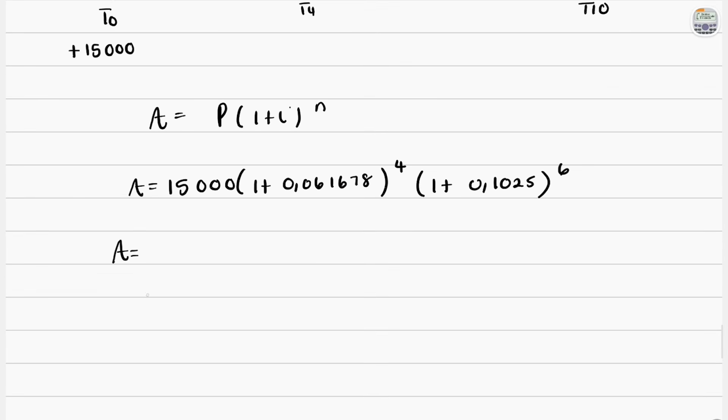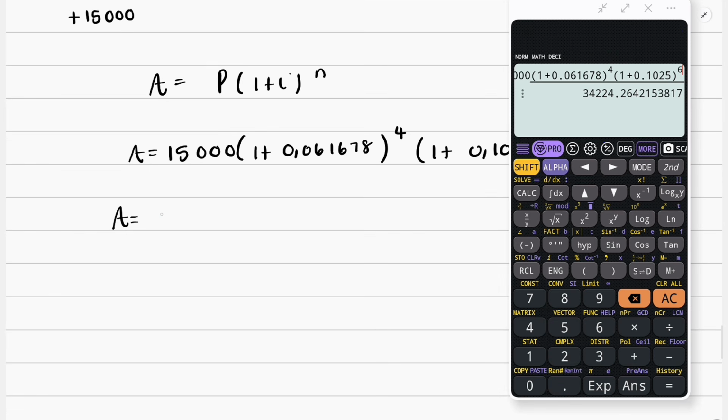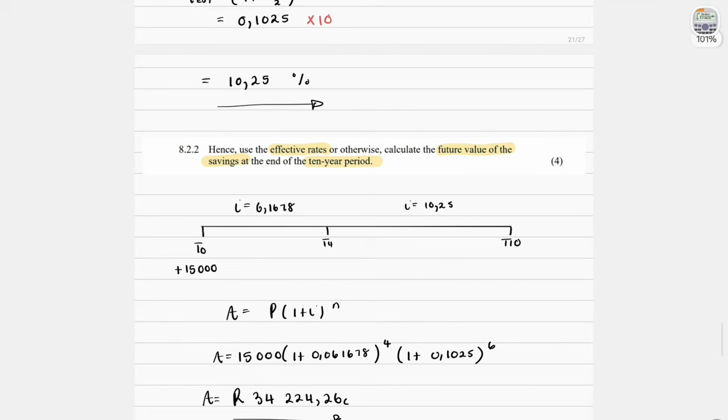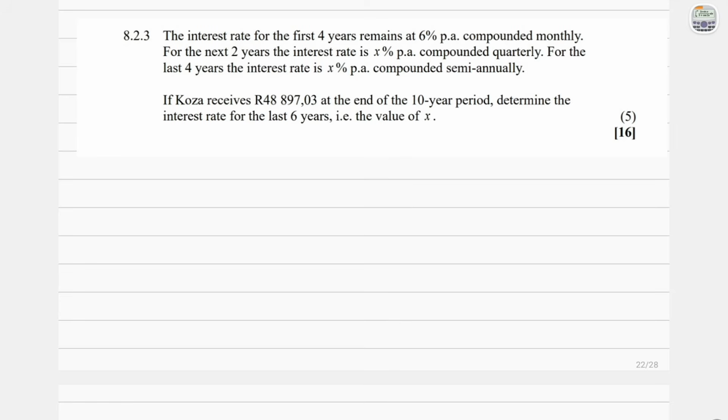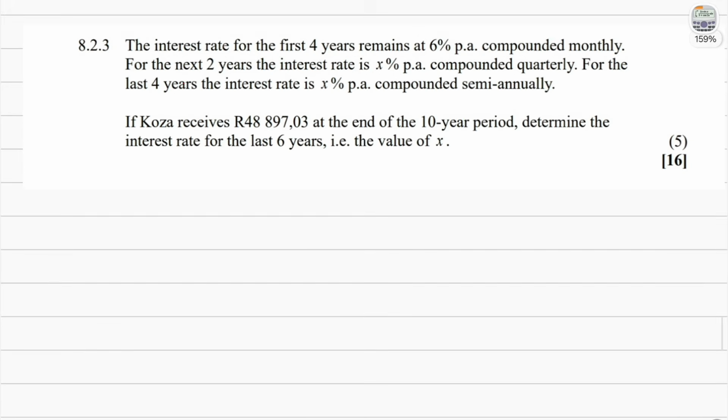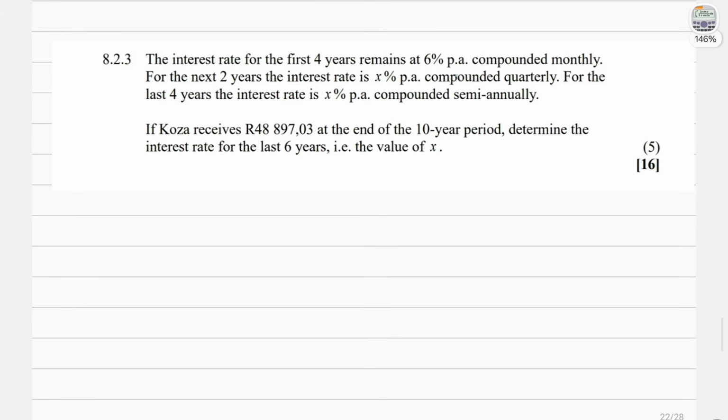And let's finally just get our answer. And our final answer is going to have 34,224.26 cents. And that is our answer. And that is it for question 8.2.2. Question 8.2.3, the last question for question 8. We have the interest rate for the first 4 years remains 6% per annum compounded monthly.